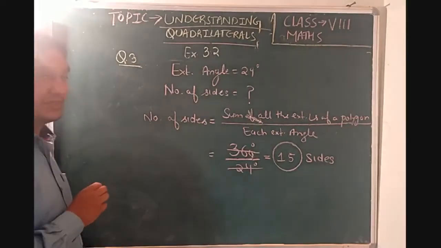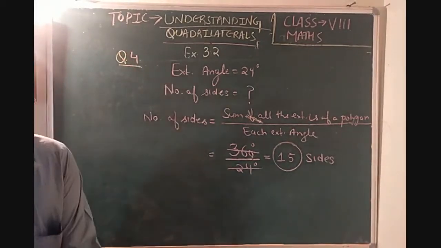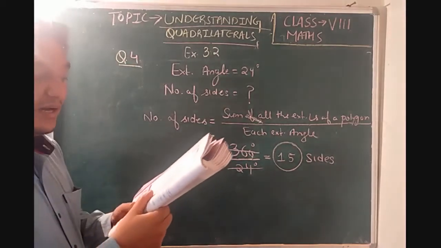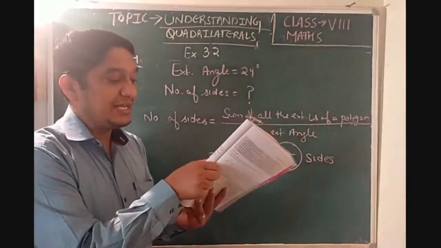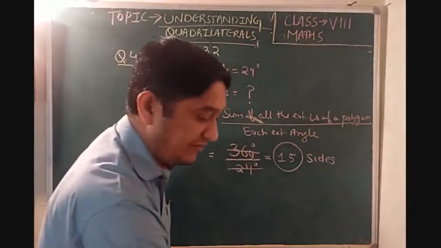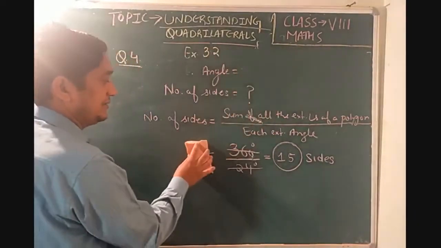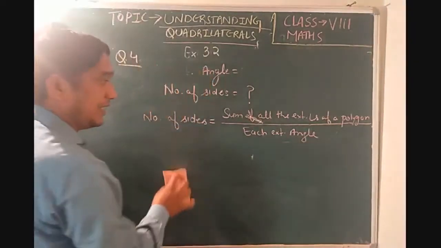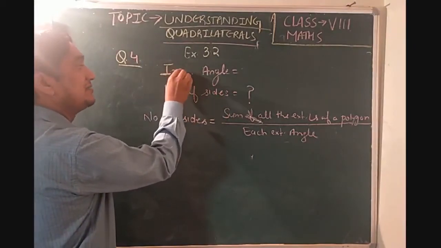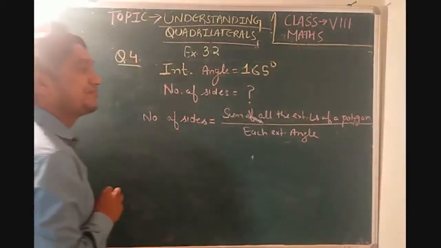Now children, after question number 3, we will do question number 4. Please listen. How many sides does a regular polygon have if each of its interior angle is 165 degree? Again we have to find the number of sides, but here the interior angle is given, 165 degree.